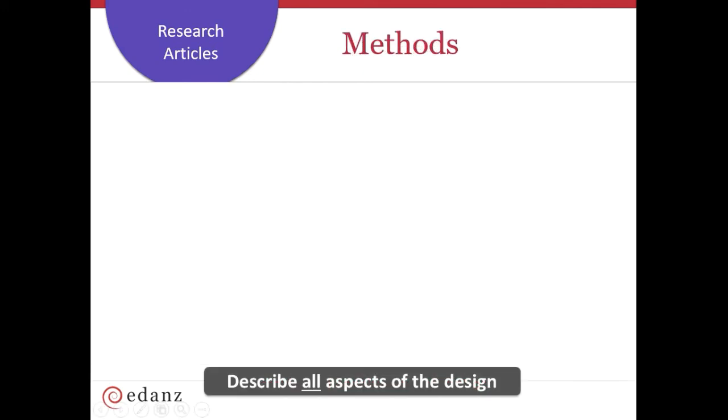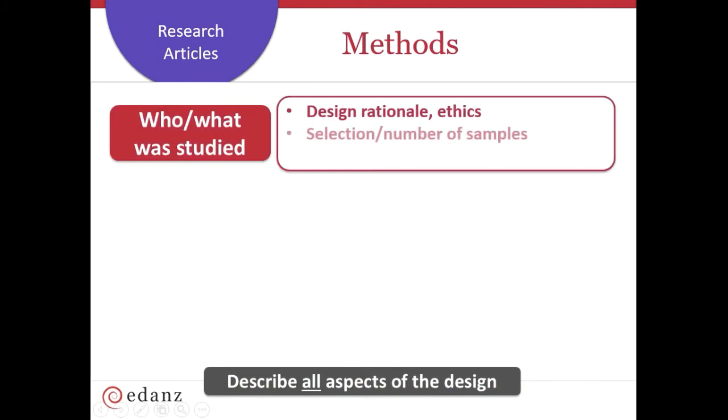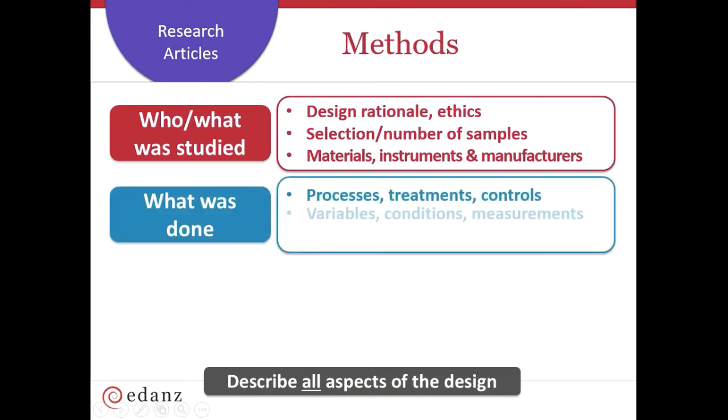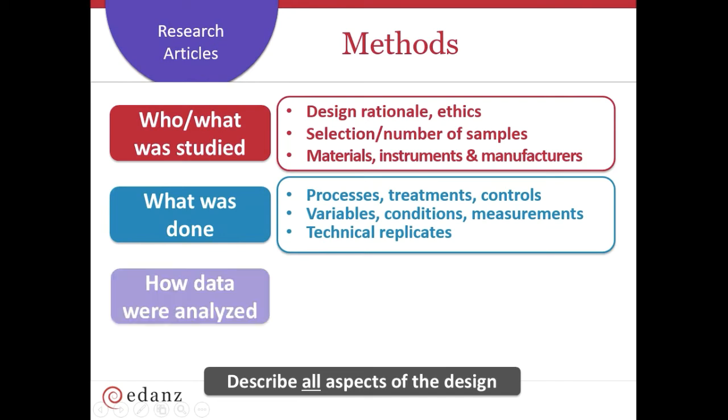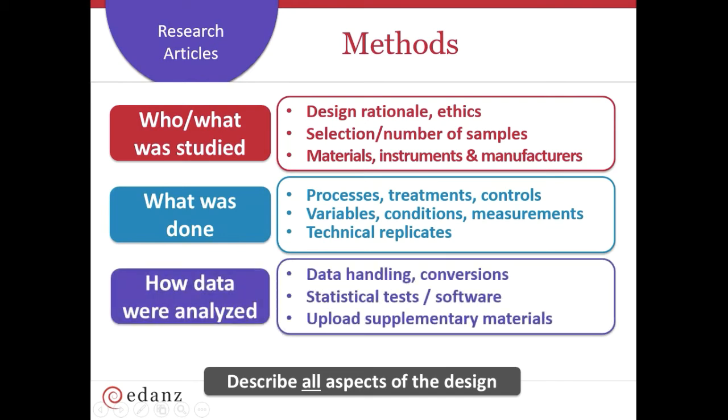The methods section needs enough detail for readers to critically evaluate your study design and to repeat it. This is usually in 3 parts. First, you need to discuss who or what was studied and how you selected samples. Then describe your procedures, including any treatments, control steps, and replicates. Finally, describe how you analyzed your data. Some journals require the full protocols to be uploaded as supplementary files.